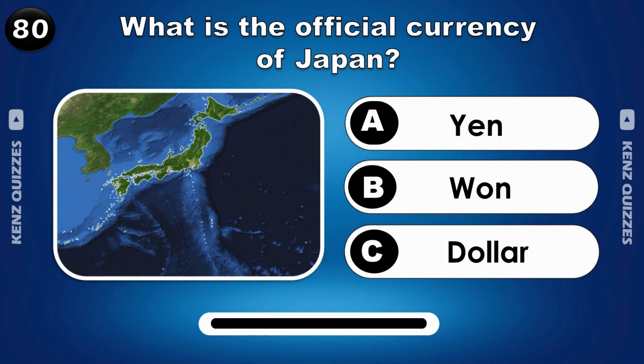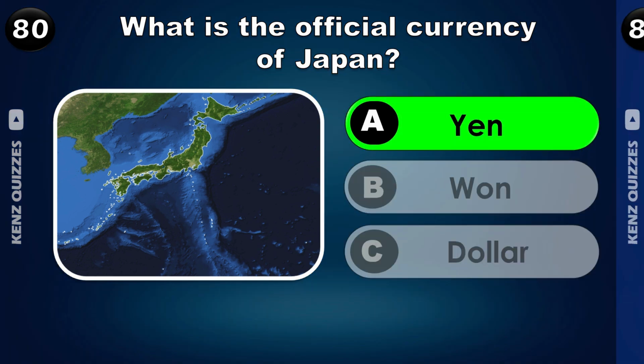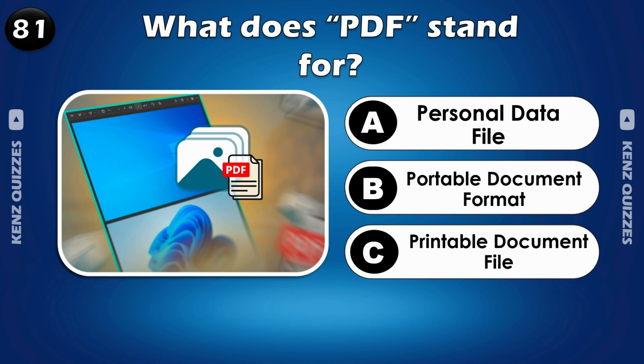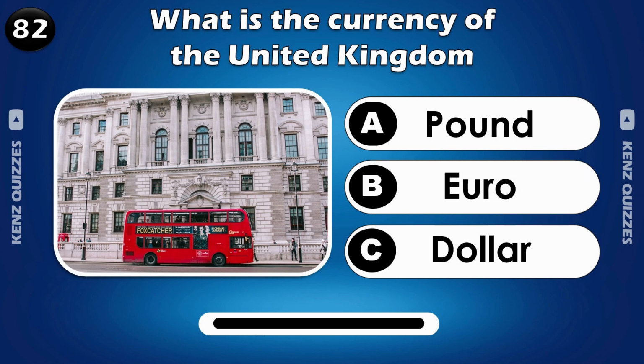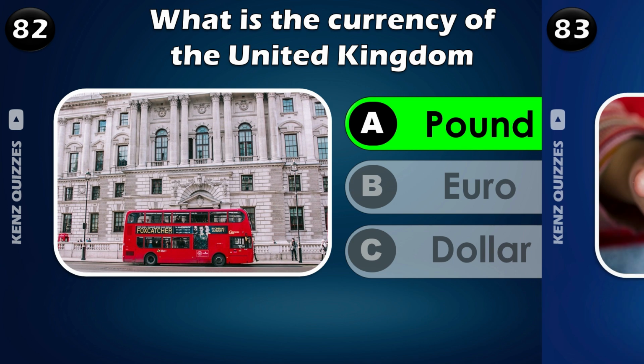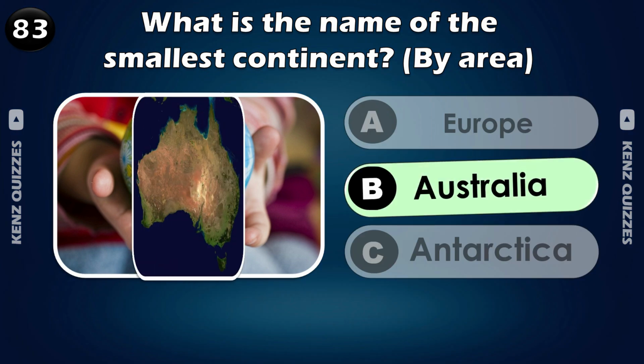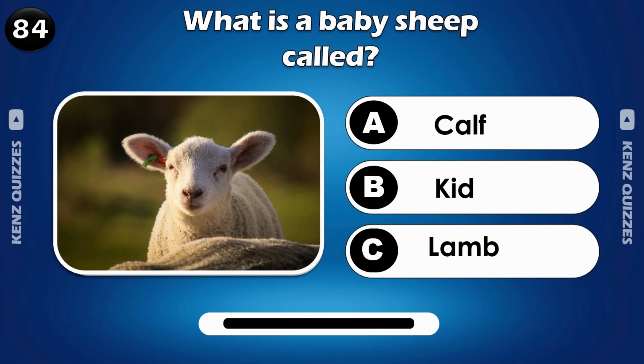Nine. What is the official currency of Japan? Yen. What does PDF stand for? Portable document format. What is the currency of the United Kingdom? Pound. What is the name of the smallest continent? Australia. What is a baby sheep called?